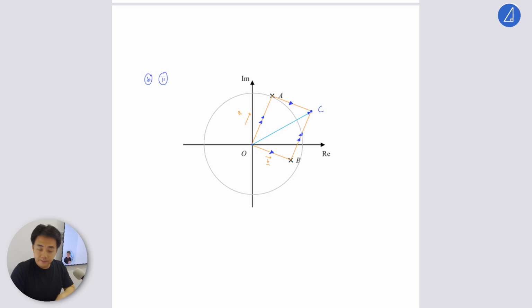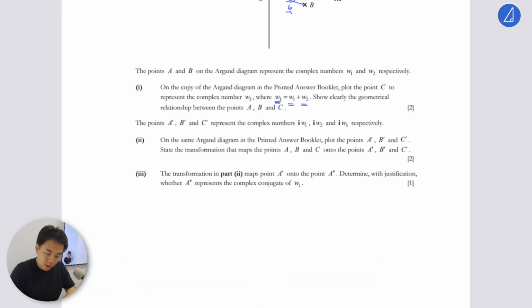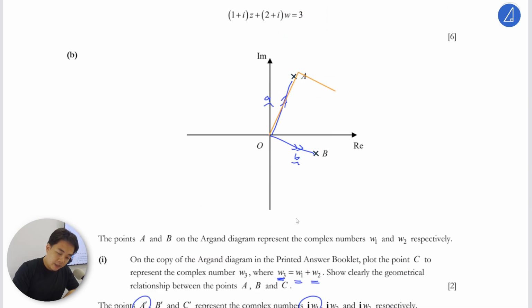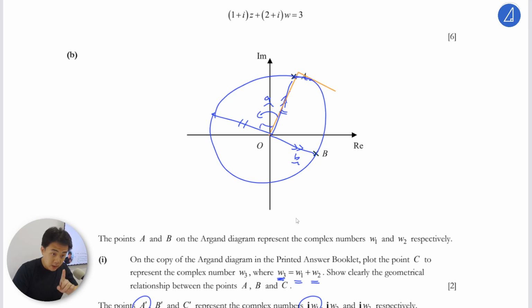So for part 2, you are told that on the same diagram, there are points A prime, B prime, C prime. A prime is i times W1. So basically, you remember, multiplying by i is 90 degrees. But you must understand this diagram, so bringing your compass is important, because it's basically a circle. You just swing 90 degrees.